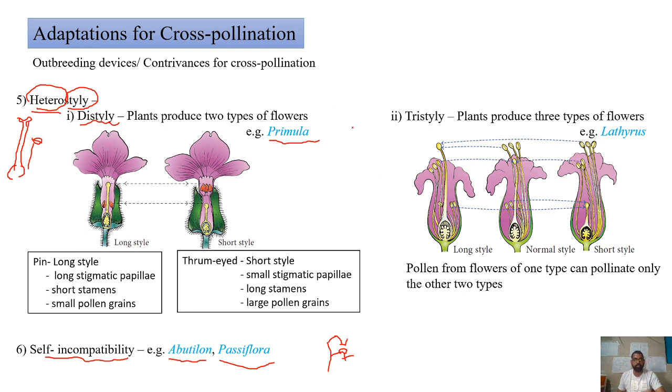So this is what the different types of pollinations and advantages and disadvantages of pollination process. In the next lecture, we are going to discuss the next part, that is fertilization. Later, we'll look into the post-fertilization events.